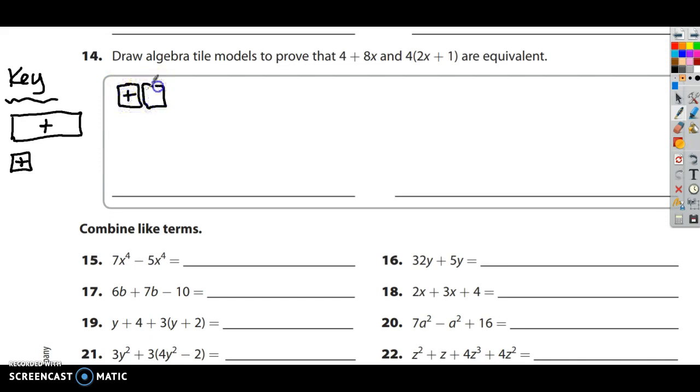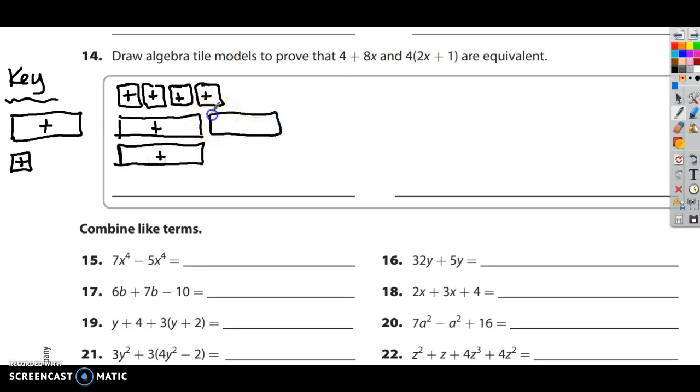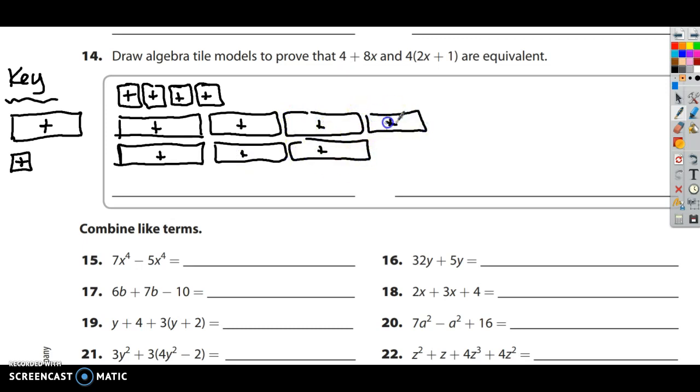1, 2, 3, 4, and then I've got 8 of the bigger ones. 1, 2, 3, 4, 5, 6, 7, and 8. And so this would be 4 plus 8x.